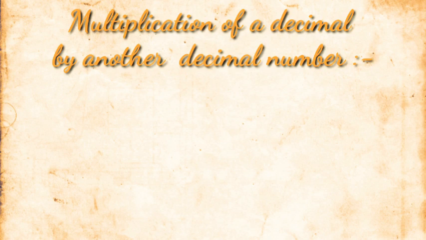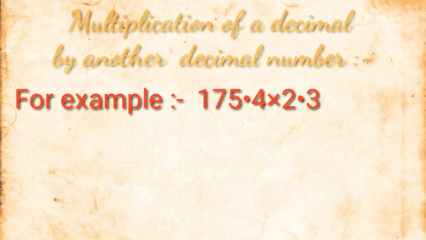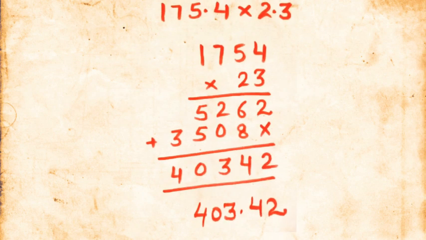So here is 175.4, multiply it with 2.3. So first of all multiply it without the decimal. So 1754, multiply it with 23. 4 threes are 12, 1 will be carry. 5 threes are 15, 15 plus 1 is 16, 6 will be here, 1 will be carry. 7 threes are 21, 21 plus 1 is 22, 2 will be carry to the next number. 3 ones are 3, 3 plus 2 is 5.